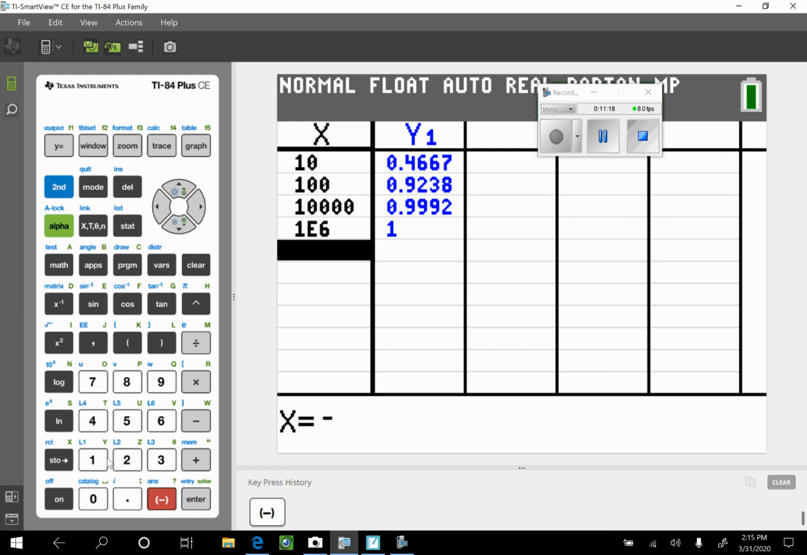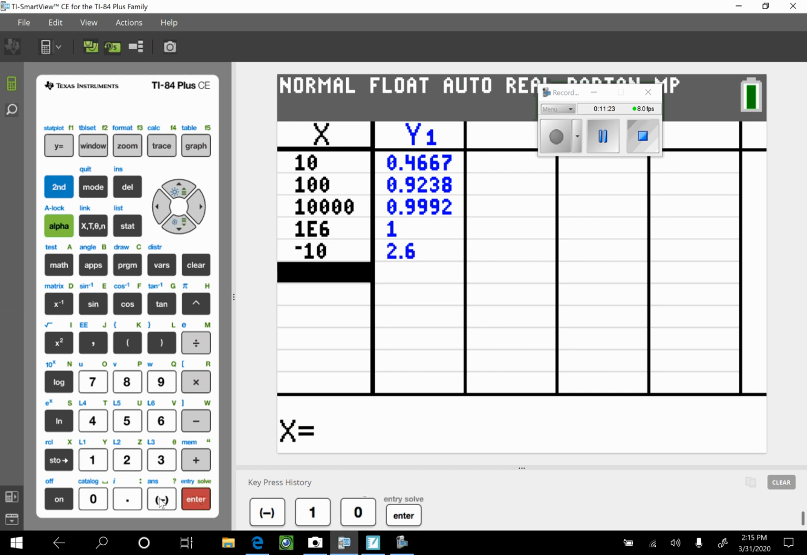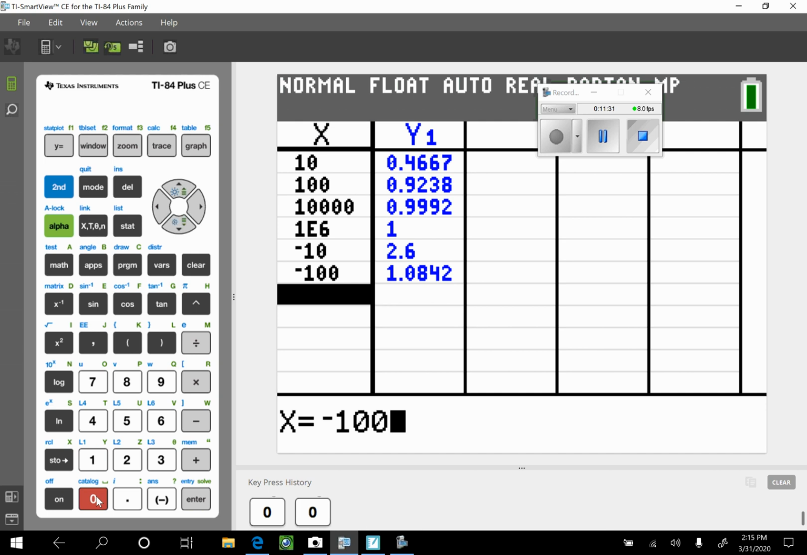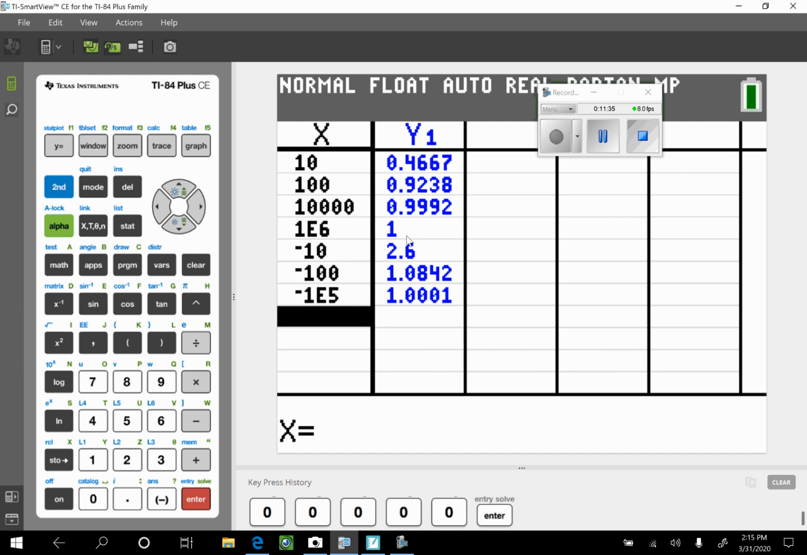Let's go negative 10. Bam. Let's go negative 100. These are my x values. Bam. Let's go negative 10,000. Bam. And look, the y values again approach 1. That's what's happening to this graph.